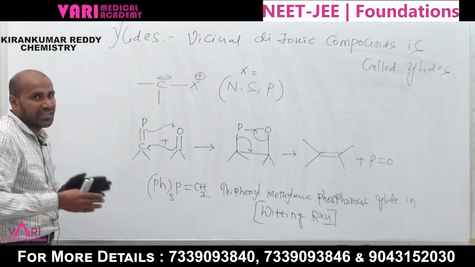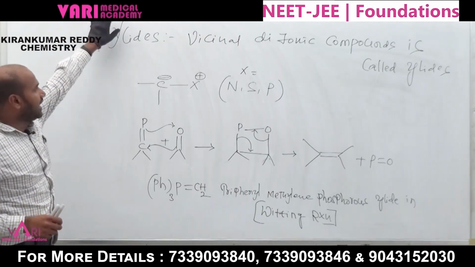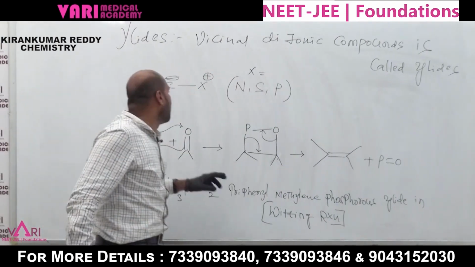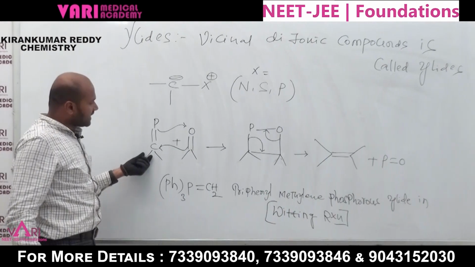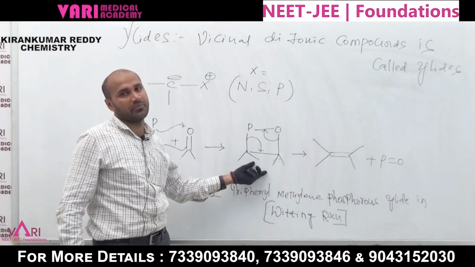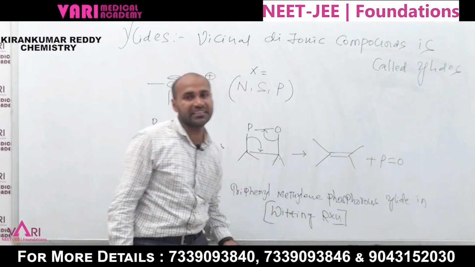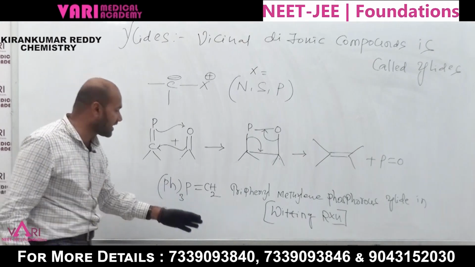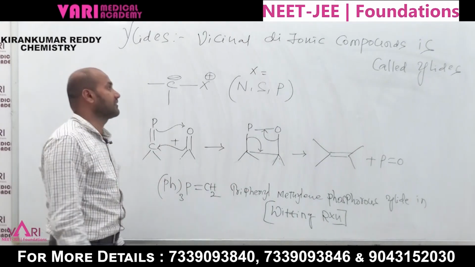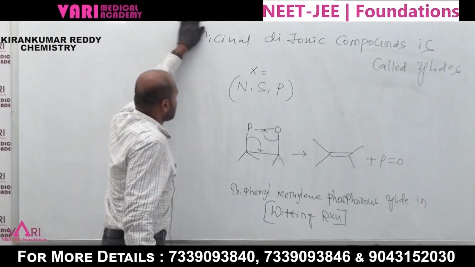In between substrate and product, there is one intermediate state, that is the ylide. Ylide means vicinal dipolar compounds, and the phosphorus ylide reacts with a ketone and a cyclic adduct is formed. After the cyclic adduct, the alkene is formed. Now the Wittig reagent is triphenyl methylene phosphorus.